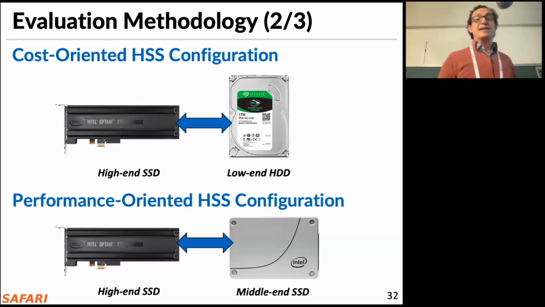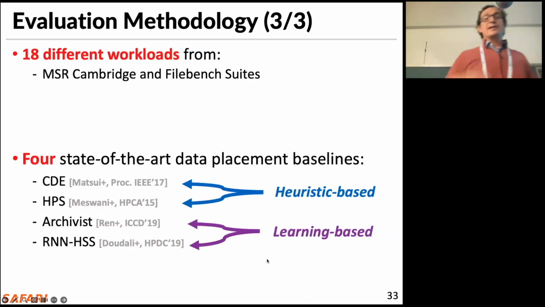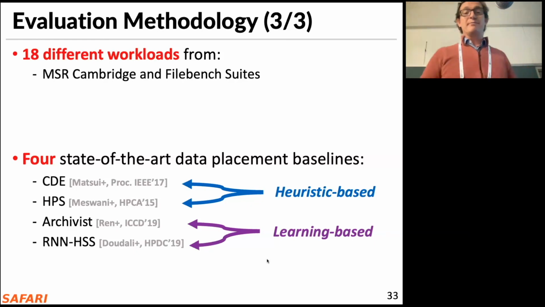This is our cost-oriented configuration. We evaluate multiple different types of configurations, because in real systems, you have different types of storage configurations. This is a cost-oriented one. You have a low-end hard disk drive as the slow device. You have a high-end SSD as the fast device. And you have a performance-oriented configuration, which gets rid of the hard disk drive over here and replaces it with a middle-end SSD. And we evaluate this with 18 different workloads that are used commonly in prior work. You can find them in the paper.